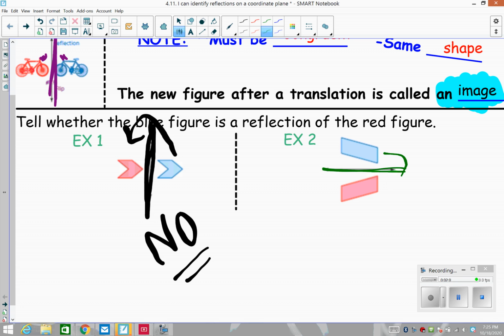Example 2, here's the line of reflection. You can see that the blue figure did get flipped over that line. Is it congruent? Same size, same shape? Yes, so it is a flip. It's congruent. And if we look at the distance from the line to the corner, it is the same distance from line to corner, so same distance away. So this would definitely be a reflection by definition.